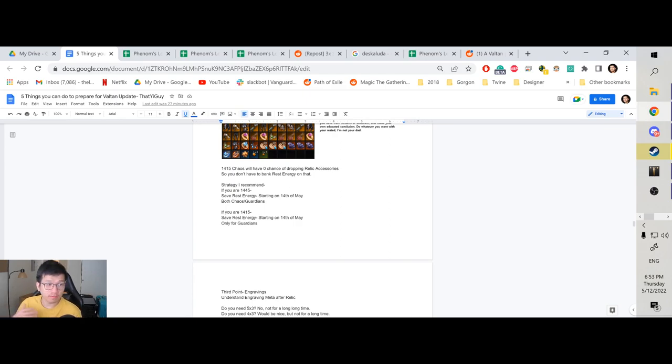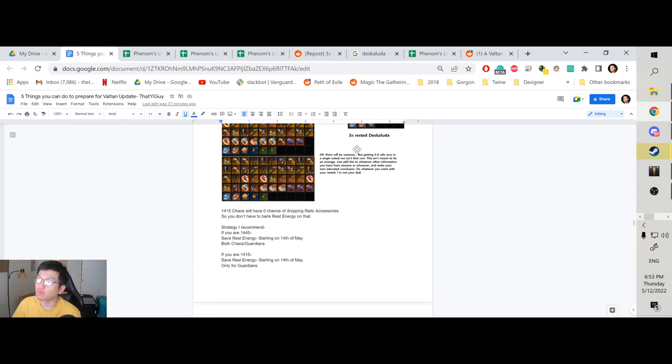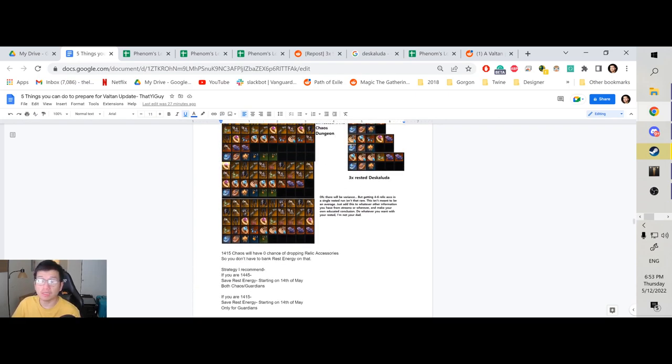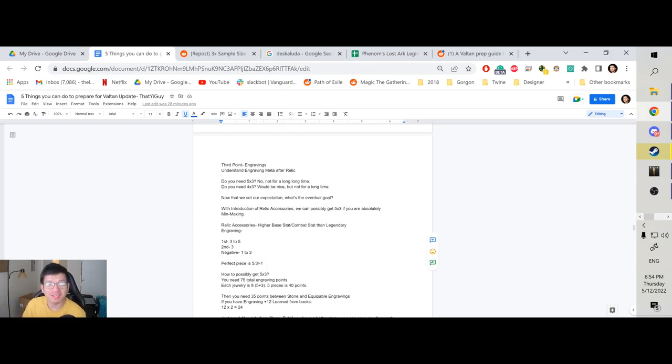If you are 14-45, you should save both Chaos and Guardian energy because you're gonna break even in terms of rewards and have a chance to get the better stuff, such as the Gale Wind at Legendary and the Relic accessories. The third one is going to be engravings.